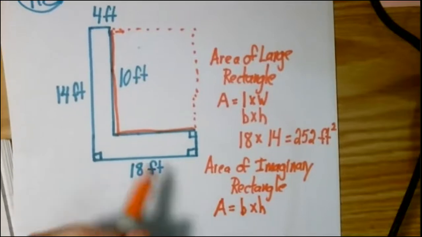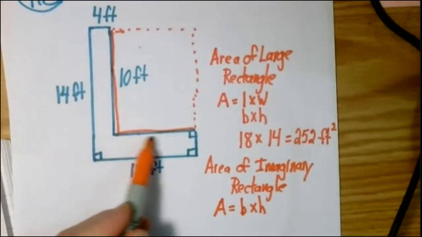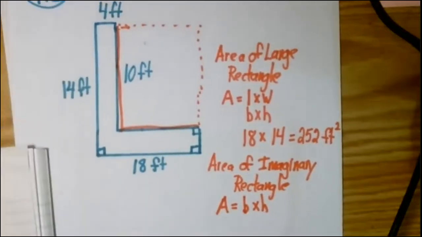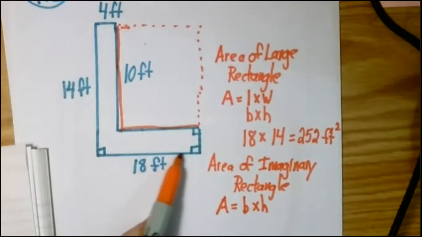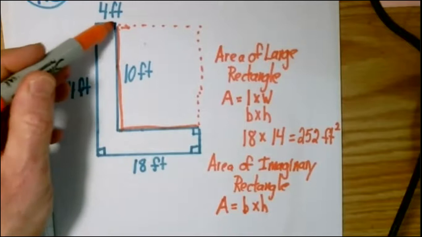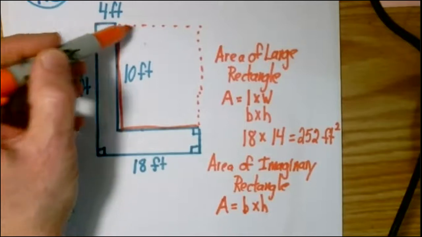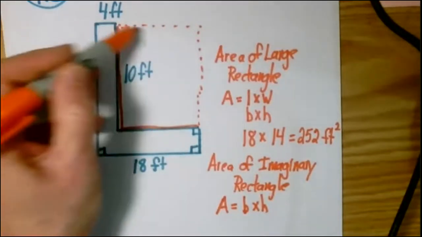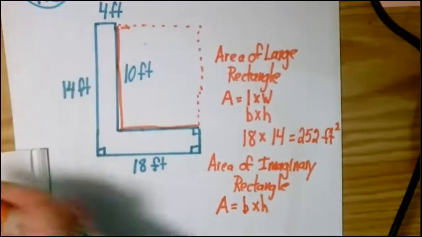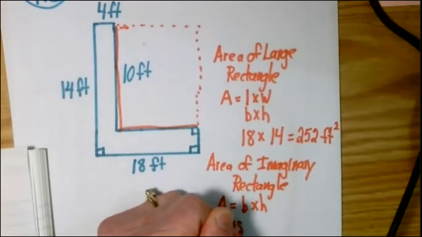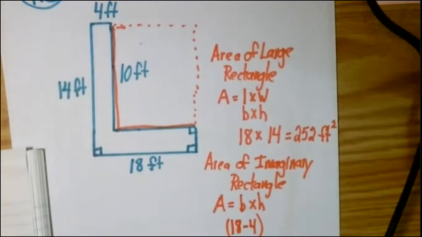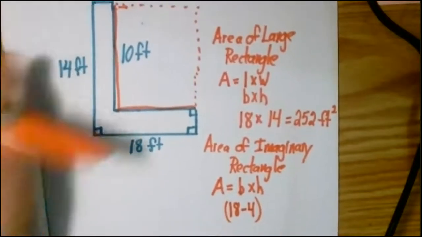What is the base of this? How can I find that out? Well, I know the whole thing is 18, and if I trace up, I know this part is 4. So if this whole thing here is 18 as well, I've used 4 of it, what's going to be left? Well, it's going to be 18 minus the 4. That's going to be my base. Let's move this up a little so you can see.